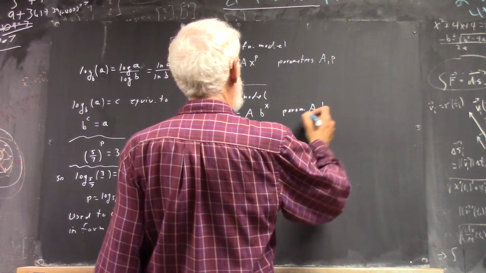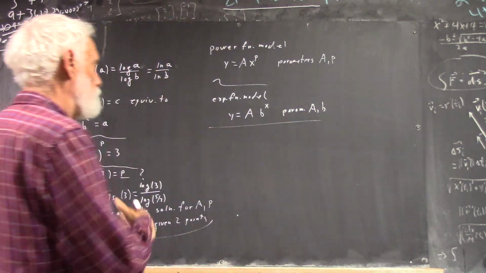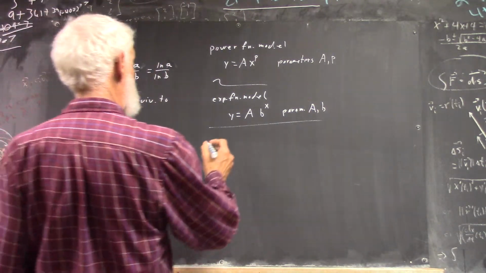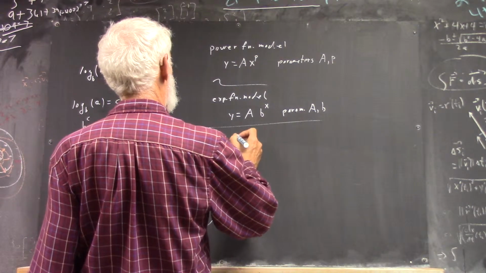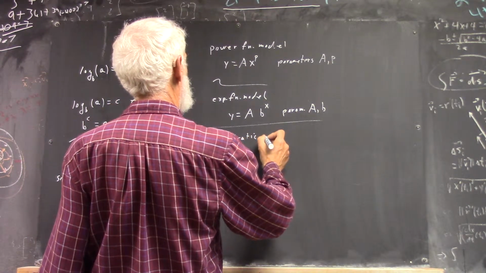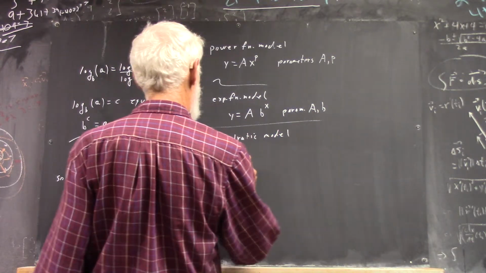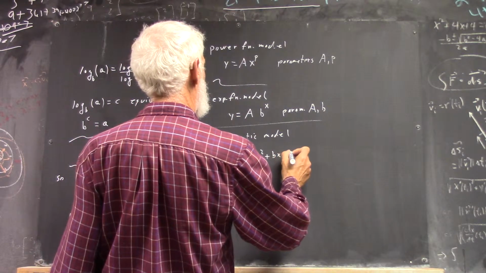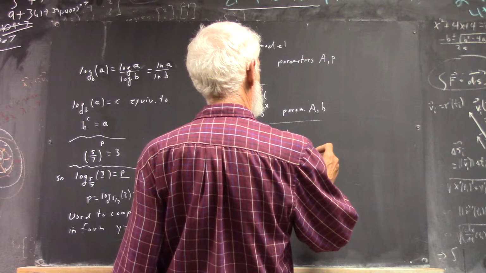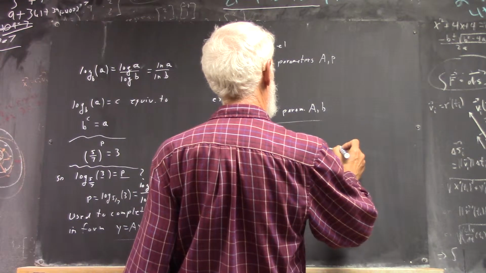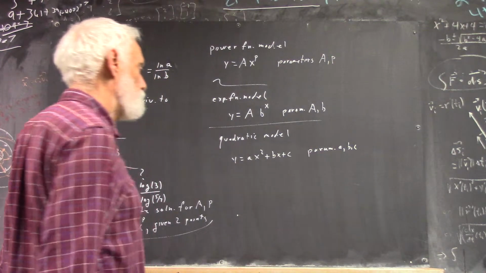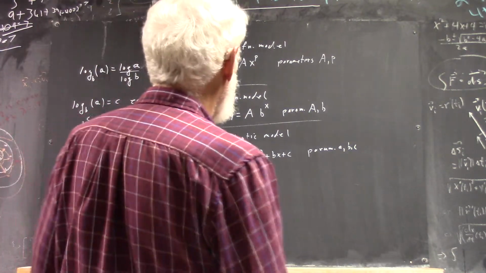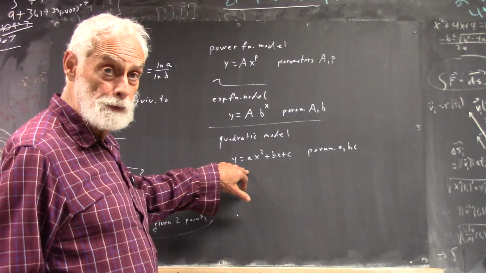And this one you know how to solve. You don't have to use logs. You just use the laws of exponents. And then you have the quadratic model, and your parameters are a, b, and c. So you can fit this to 3 data points.